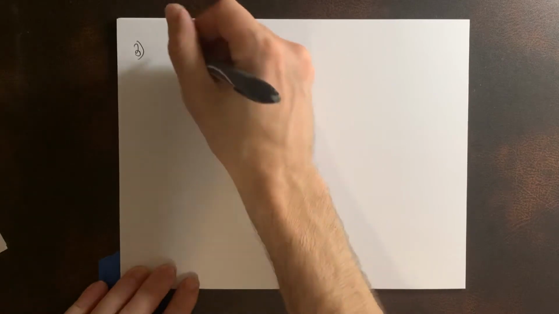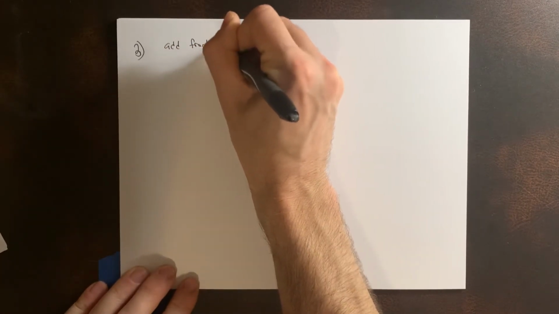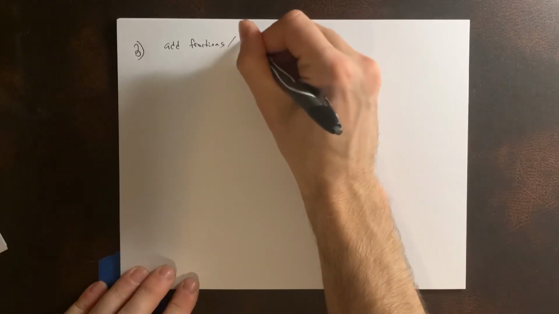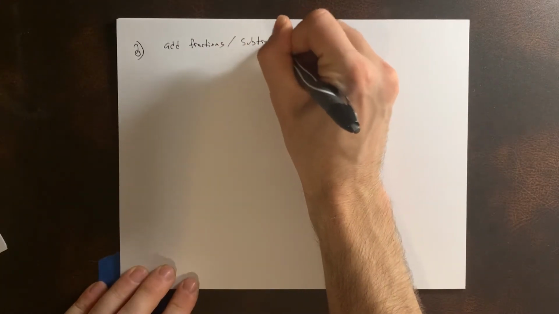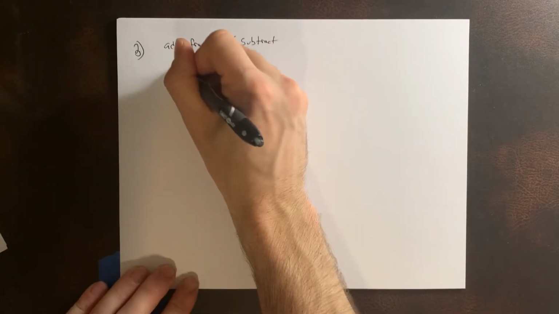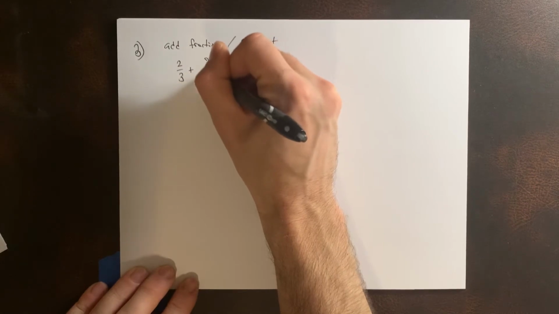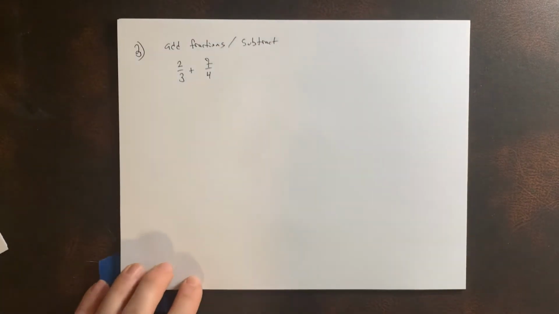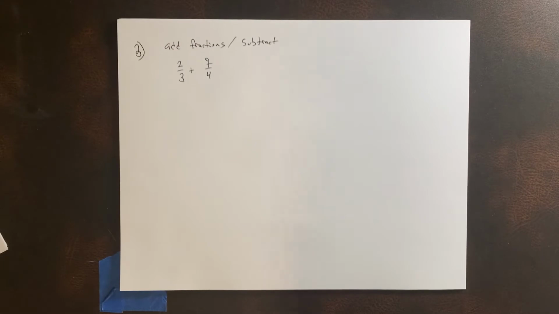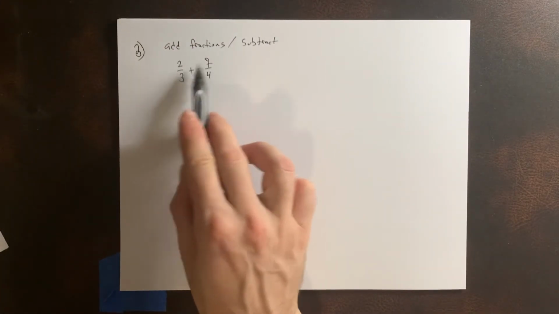Let's start with adding fractions. And we'll also do subtract since they're both the same thing. So let's start with 2/3 plus 7 over 4. So when we're adding fractions, we need to make sure that the number on the bottom of each fraction is the same, and then we can just add the tops together.